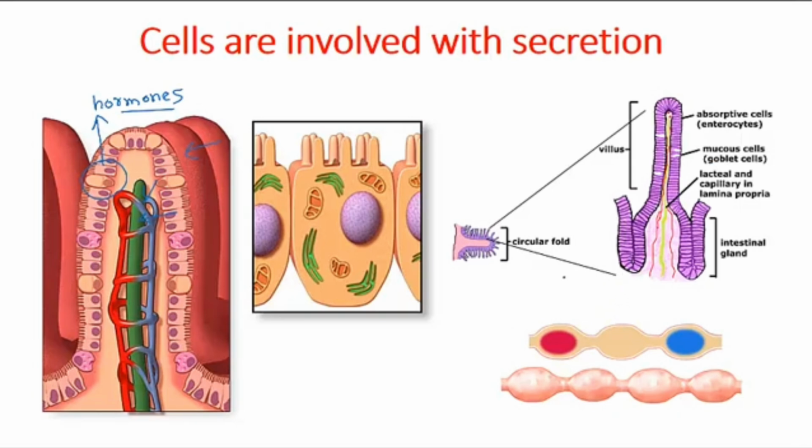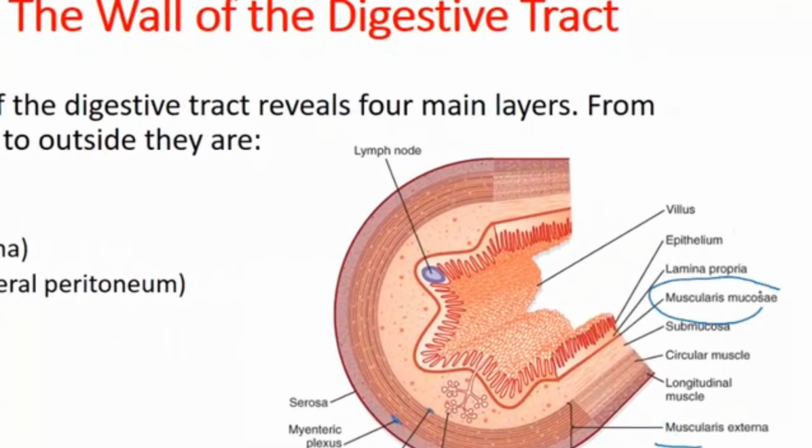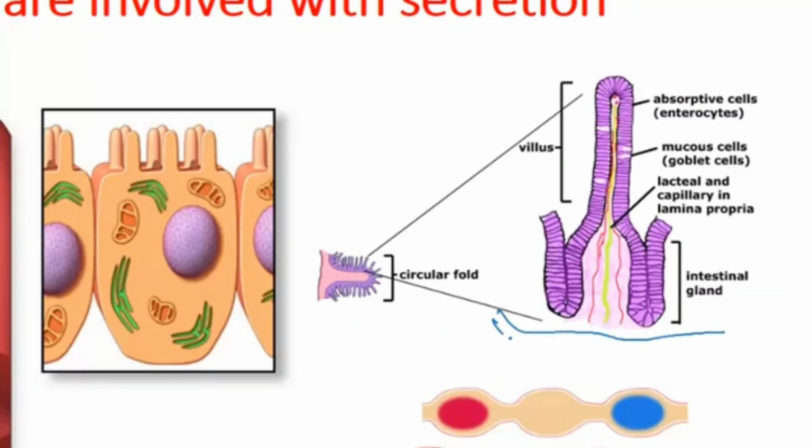So this muscularis mucosa, you can't see it here. If you go back here, you will see the muscularis mucosa. This is the muscularis externa. Muscularis mucosa is this layer. This is the layer muscularis mucosa, just in the basement of the villi, and it is attached to the villi. So if I draw muscularis mucosa here, it's almost attached with the villi.